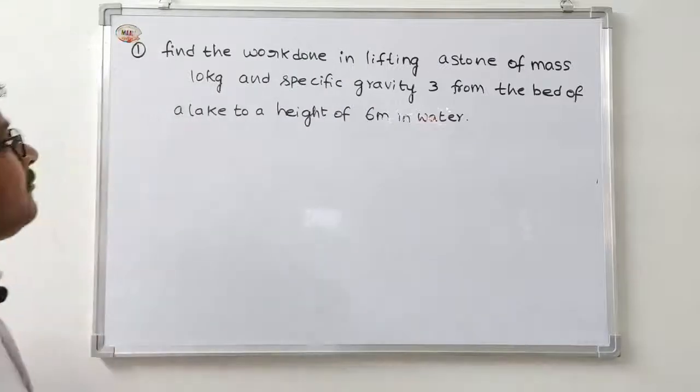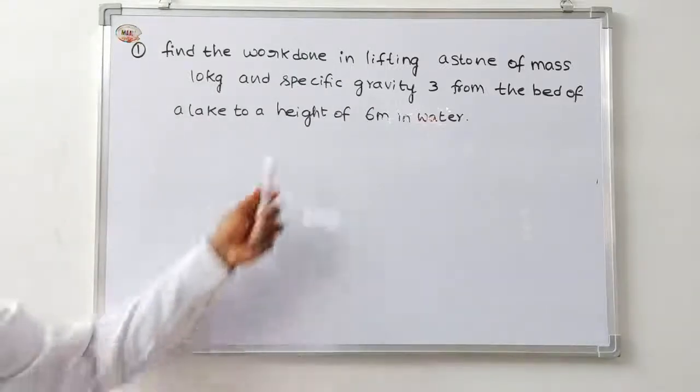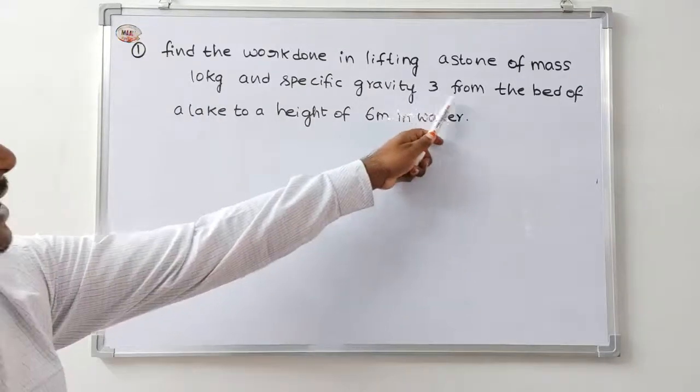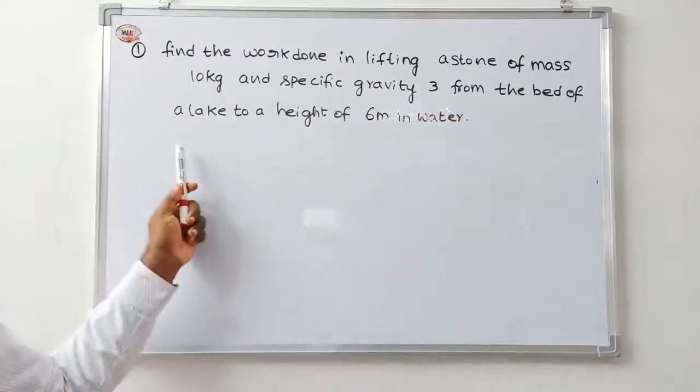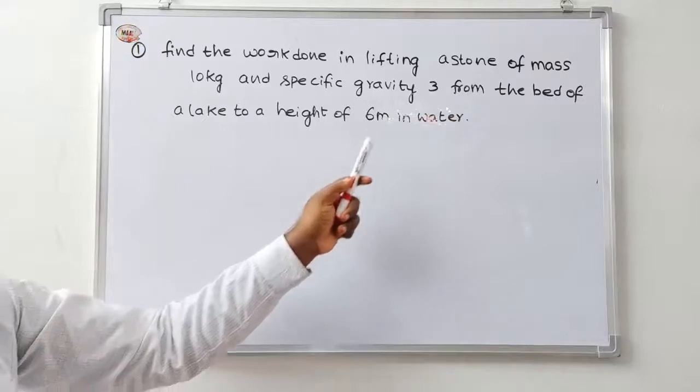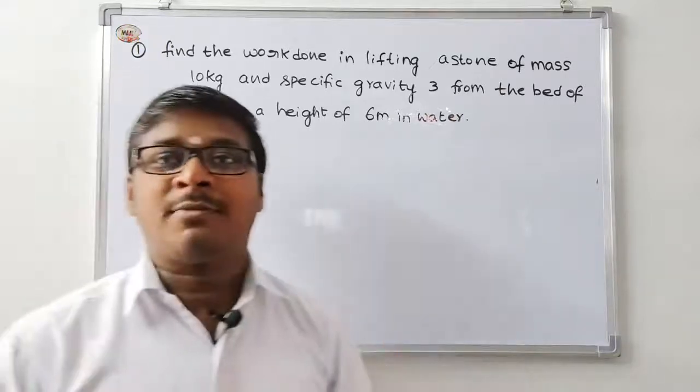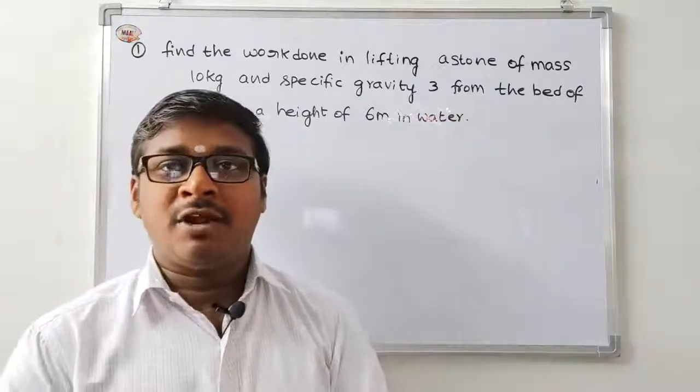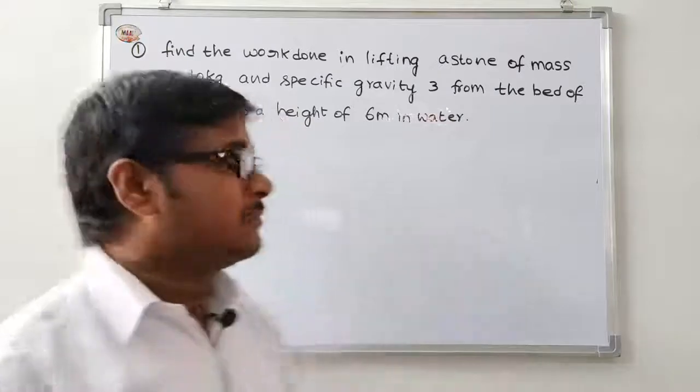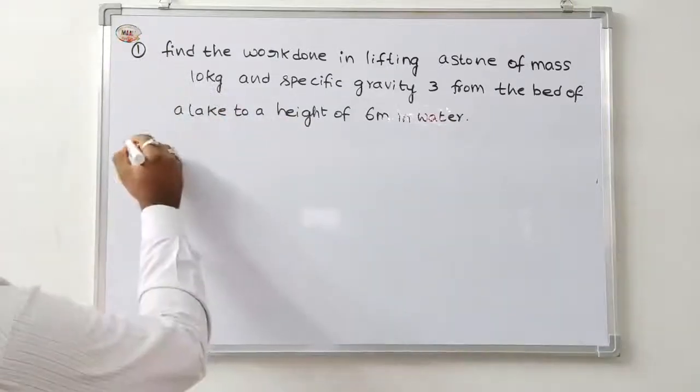Okay, first problem: find the work done in lifting a stone of mass 10 kg and specific gravity 3 from the bed of a lake to a height of 6 meter in water. This is the direct formula for one of the applications of work done by a force. First, write the given data.